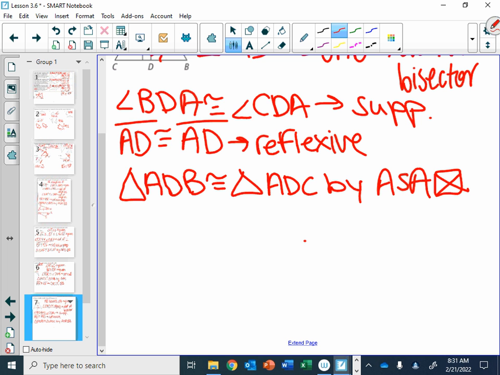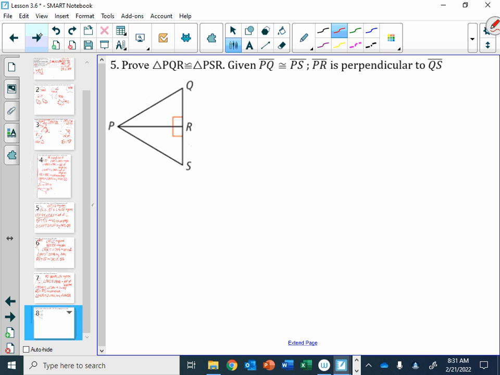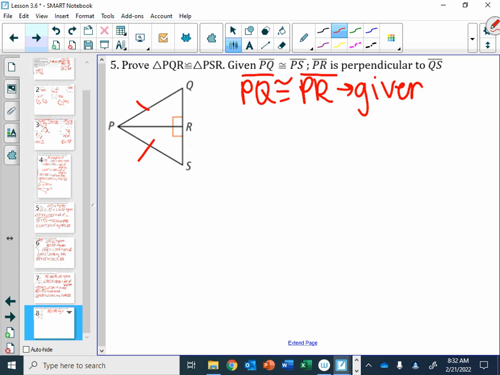Okay. Alright, one more problem, then we'll be done. Alright, number 5. Prove that these two triangles are congruent. Okay, I'm given that PQ and PR are congruent. So I'm going to start off with that. PQ is congruent to PR. And PR is perpendicular to QS. That's also given.